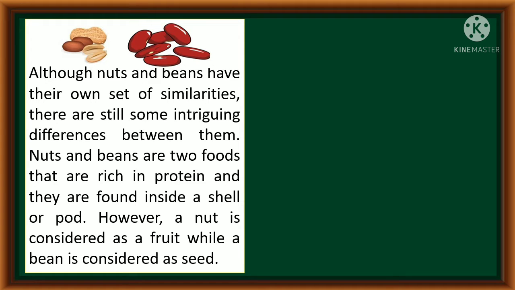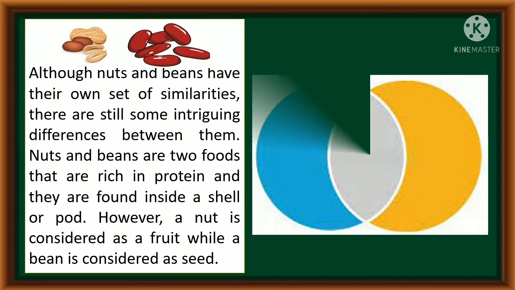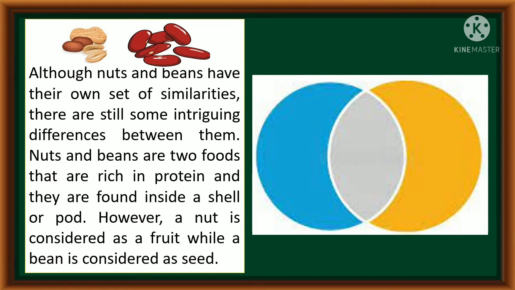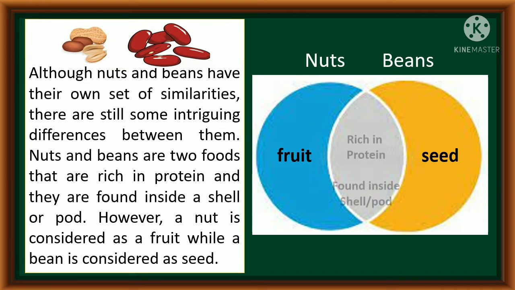To make a Venn diagram, draw two overlapping circles. Next, write down the topics being compared on the top of each circle. Then, write down the differences inside its own sector, avoiding the overlapping area. Finally, list the similarities in the common area.